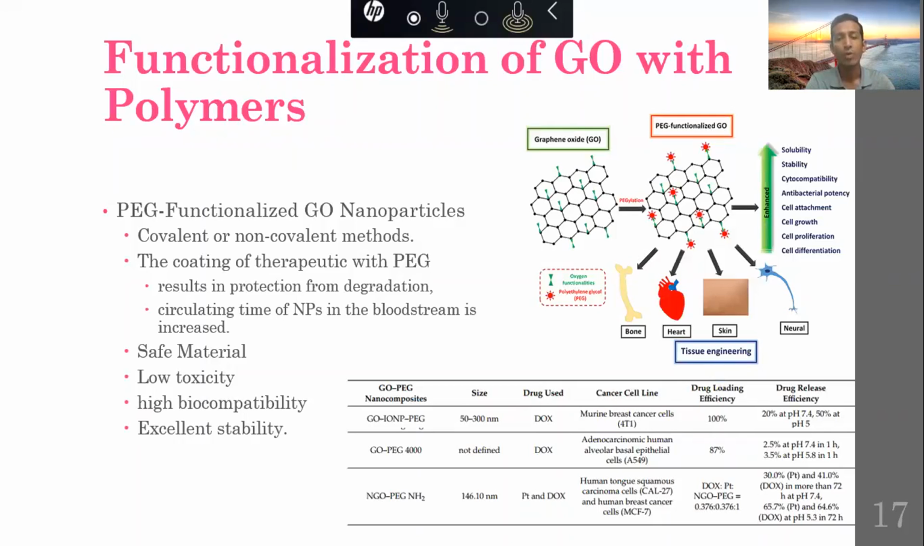The table below also shows the drug loading efficiency and drug release efficiency of different GO PEG nanocomposites. And you can see that one composite does have a drug loading efficiency of 100%.